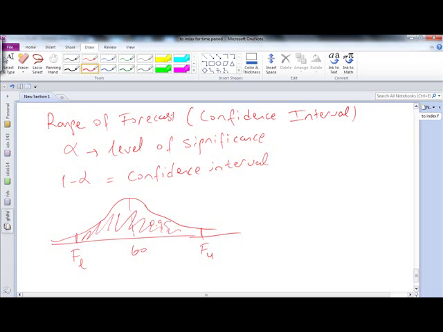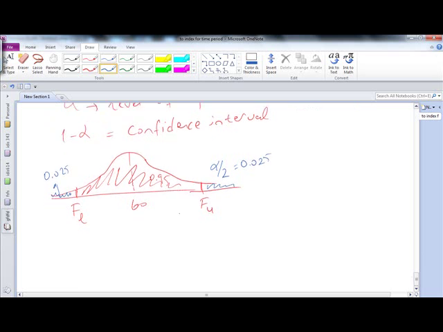right? That means the remaining two areas on the edge are equal because this normal distribution is symmetric, and they are going to be alpha by 2. In that case, it is 0.025 and 0.025, right? What I need to do, in order to get this F upper bound and F lower bound, is read the Z value from the normal distribution table, right?